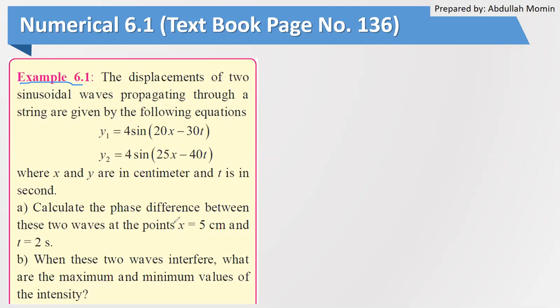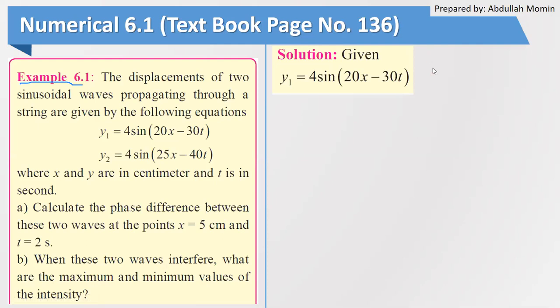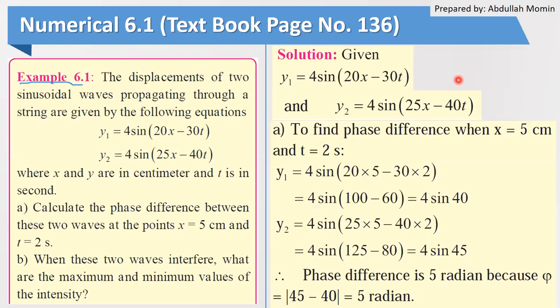So what are given in your question? First we will write down the given, that is y1 is 4 sine (20x minus 30t). Y2 is also given, y2 is equal to 4 sine (25x minus 40t). Now we have to find out the phase difference when the particle at the position x is equal to 5 centimeter and at time instant t is equal to 2 seconds.